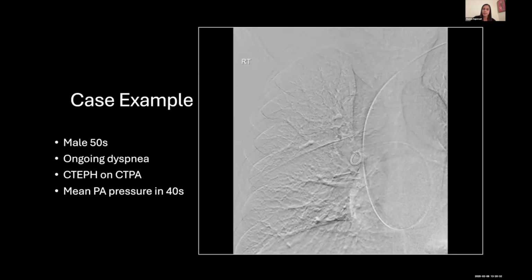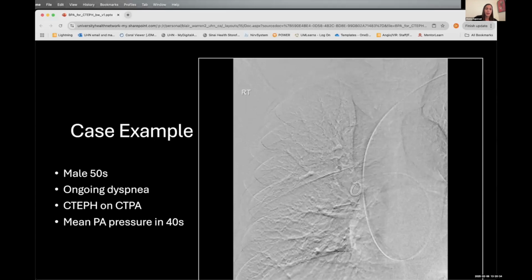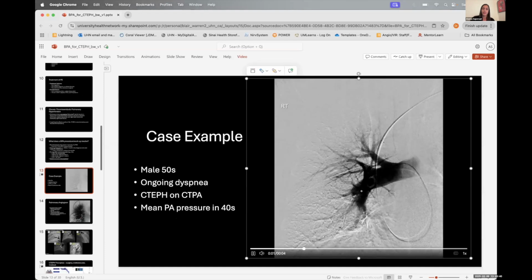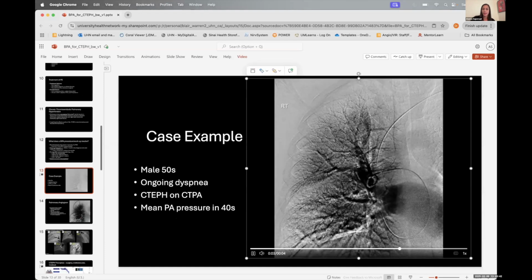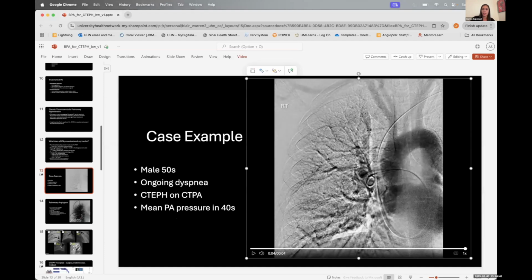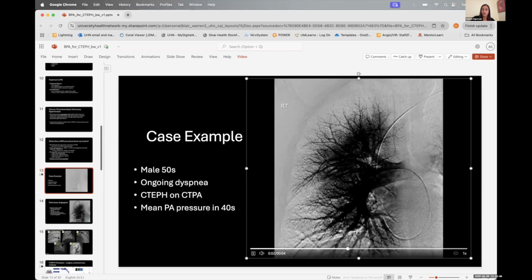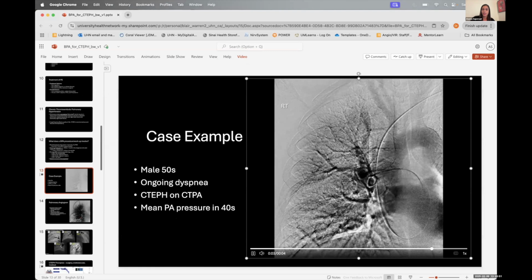I'll go through a quick case example here. Let's see if this video will work. There we go. So this is a male in his 50s, with ongoing dyspnea, and the patient has evidence of CTEPH on CTPA with mean pulmonary pressures in the 40s. So I'll just play that one more time for everybody so we can see decreased flow distally here.